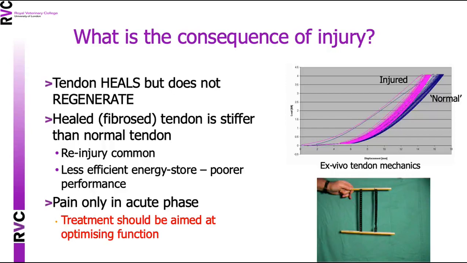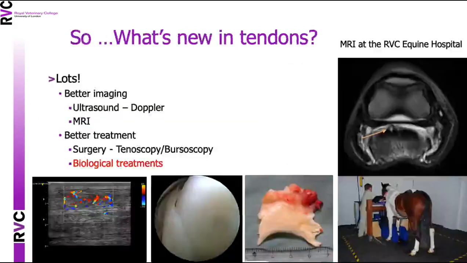Now, in addition, some injuries will usually, in the early stages at least, cause pain, so that can be an additional consequence of the injury. But actually, in many situations for the superficial flexor tendon, that period of pain is short-lived. And as a result, most of our treatments really are aimed, or should be aimed, at optimizing that function to avoid the risks of re-injury as a result.